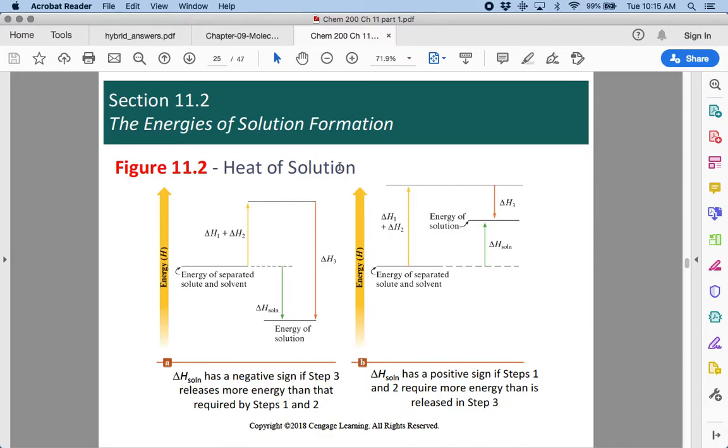I would strongly encourage you to know how to draw these, and understand what is happening in them, so that if on a test or a quiz you saw an energy diagram like this, you would be able to explain what's happening in each step, what each delta H means, as well as give an example of a type of solution in which this would occur. So I'd strongly encourage you to be comfortable with the images on this slide.